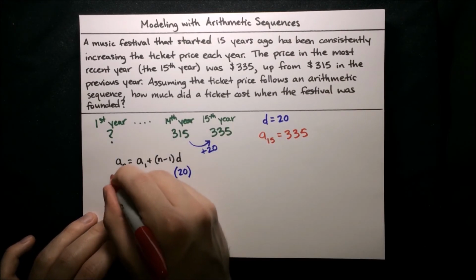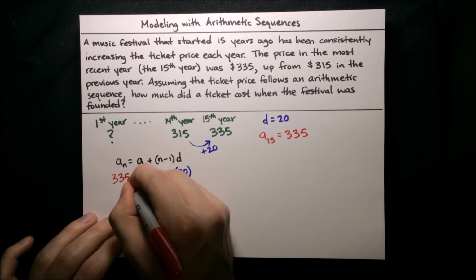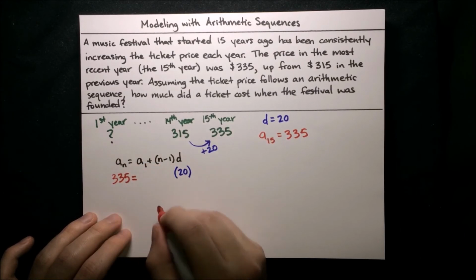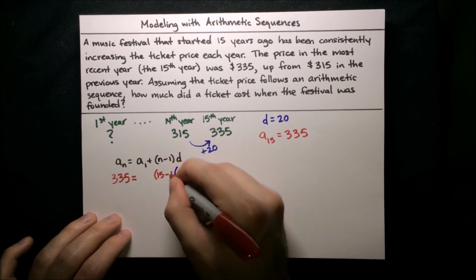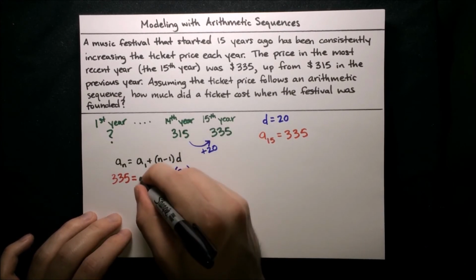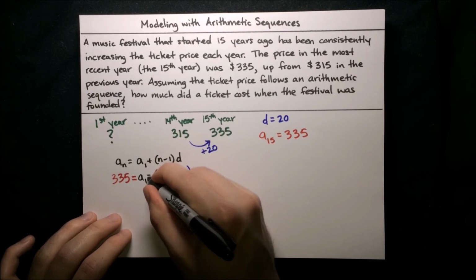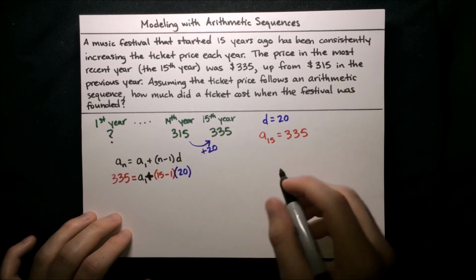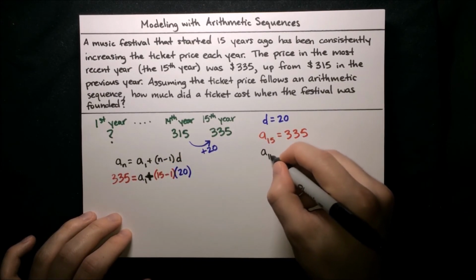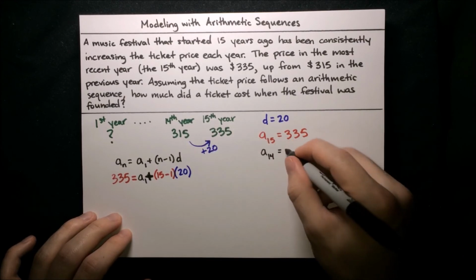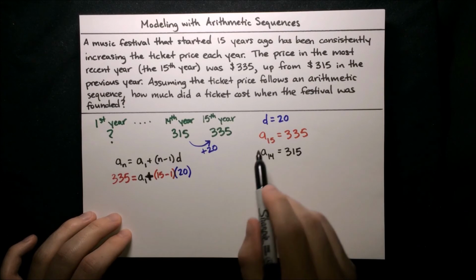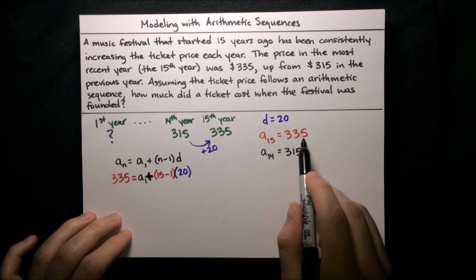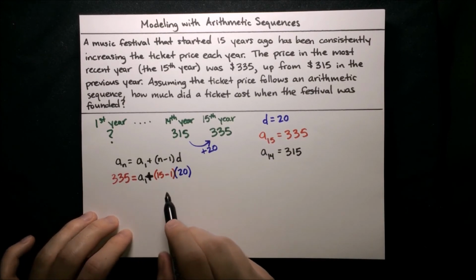A15 is $335, and that comes from plugging in n equals 15. So we'll have 15 minus 1 here. And now we have an equation that we can solve for a1. Note that you could have just as well plugged in a14 equals 315. That should come out to the same result when you solve for a1. We're just going to use a15 equals 335 here in this example of a solution.